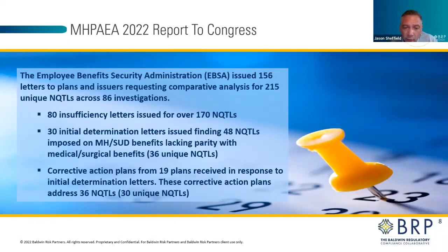30 initial determination letters were issued, finding that 48 NQTLs imposed on mental health and substance use disorder benefits lacked parity with medical surgical benefits. So there were 36 unique ones within that lump of 48. And then corrective action plans from 19 plans were received in response to initial determination letters. Corrective action plan is where the enforcing agency comes up with a plan cooperatively with the employer to move into compliance voluntarily or with the added incentive of the imposition of civil monetary penalties, depending on how egregious the breach activity is or the misstep compliance obligation is. So that's kind of the overview of what was in that 2022 report to Congress. Not very promising. Next slide.